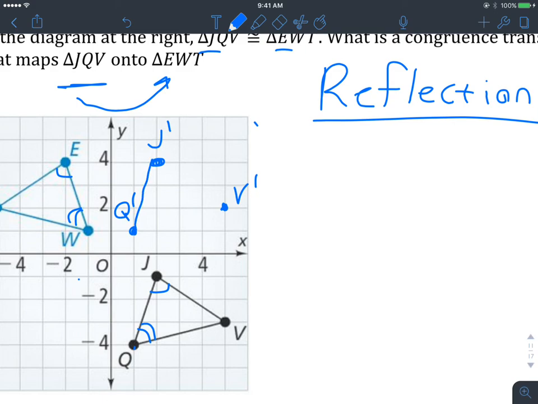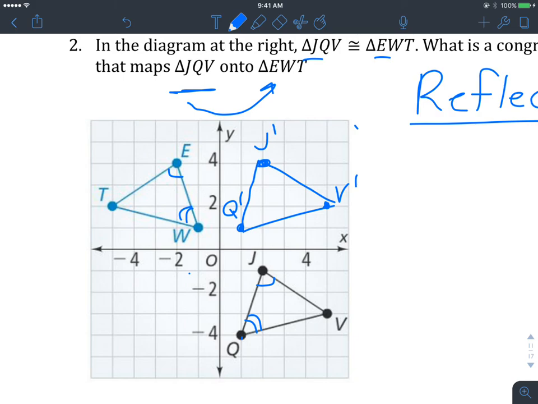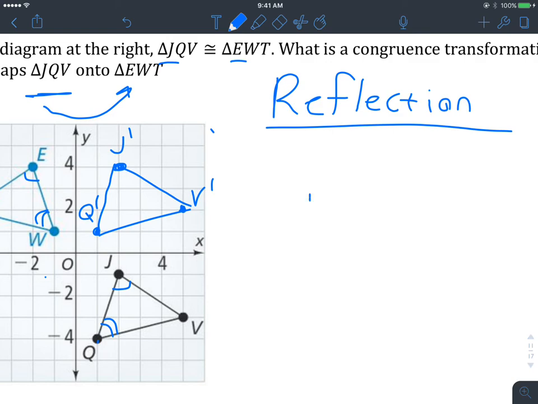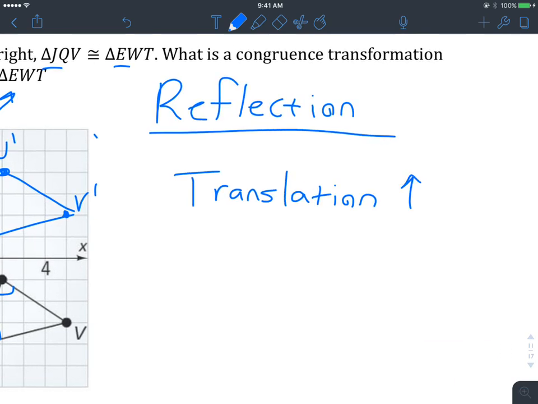Then if I sketch that, it looks like the exact same figure on that left-hand side, so we just need to do a reflection after that. So far we've got a translation of up 5, and then a reflection after that.